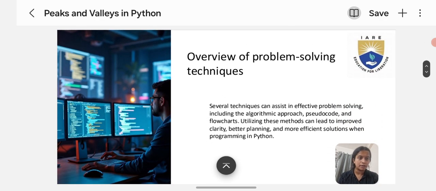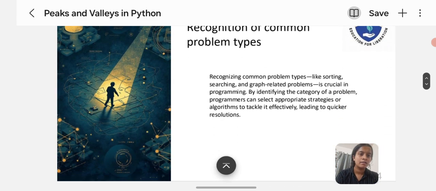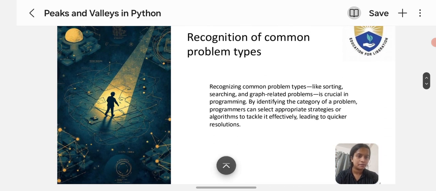Overview of problem solving techniques. Several techniques can assist in effective problem solving, including the algorithm approach, pseudocode, and flowcharts. Utilizing these methods can lead to improved clarity, better planning, and more efficient solutions when programming in Python. Recognition of common problem types like sorting, searching, and graph related problems is crucial in programming. By identifying the category of a problem, programmers can select appropriate strategies or algorithms to tackle it effectively, leading to quicker resolution.